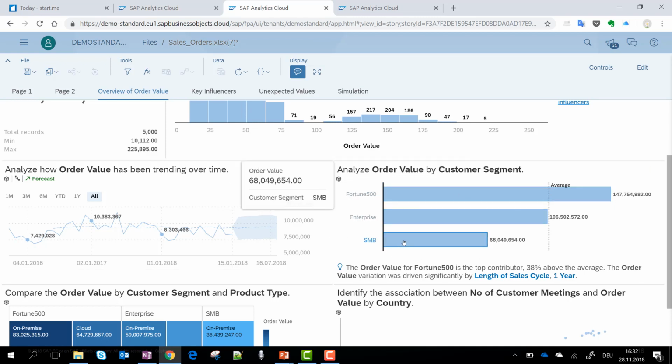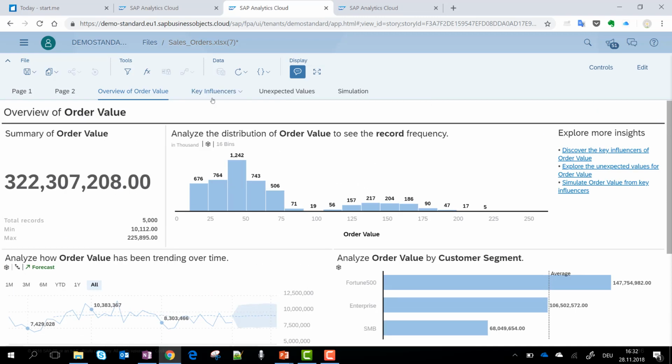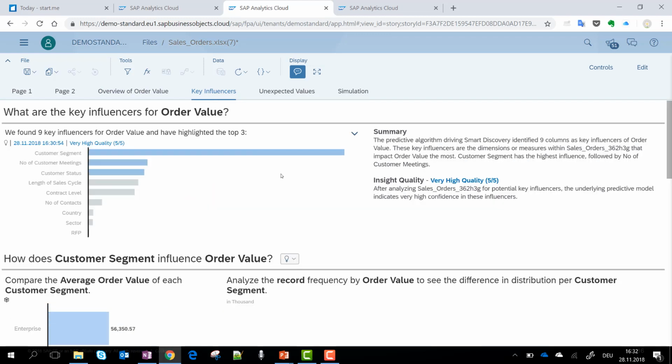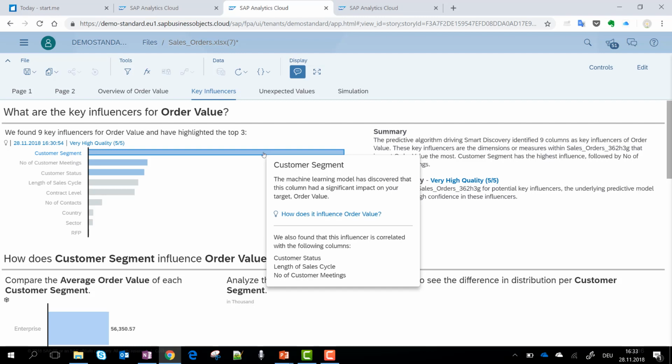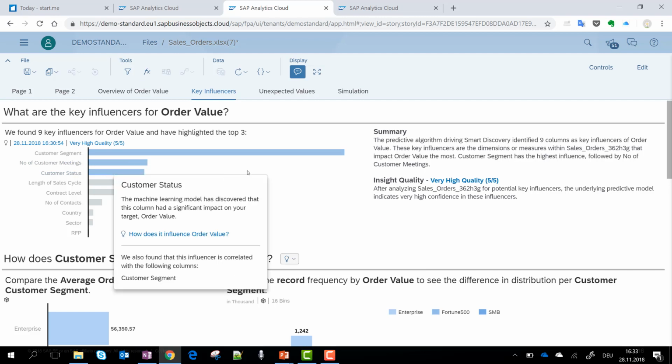Most relevant charts, together with, again, we see that reading helps, making it really very easy for customers to look at what they just found here, possibly doing cross products between key influences like key customer segment and product type, and then doing machine learning at its finest and saying, okay, what's driving my order value? And what's driving my order value is, according to the machine, the customer segment, and also to a slightly lesser extent, the number of customer meetings and the customer status.